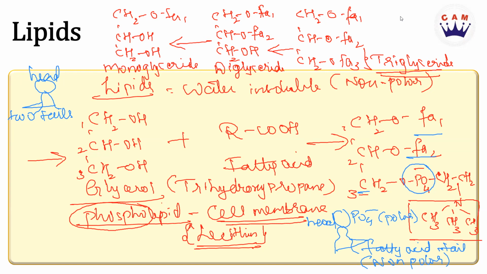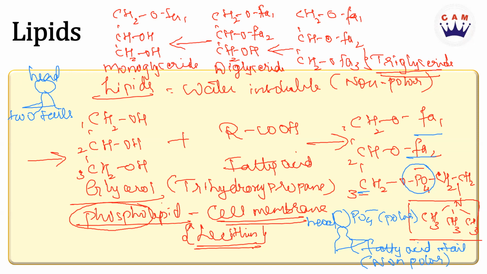Sir, can you explain this lecithin again? See, there are different types of phospholipids. In neuron, we call it sphingomyelin. In cell membrane, we call it lecithin. All in general contain a phosphate group attached to the third carbon. Is it clear? Fatty acid 1 and fatty acid 2 are attached to carbon 1 and carbon 2. Clear?